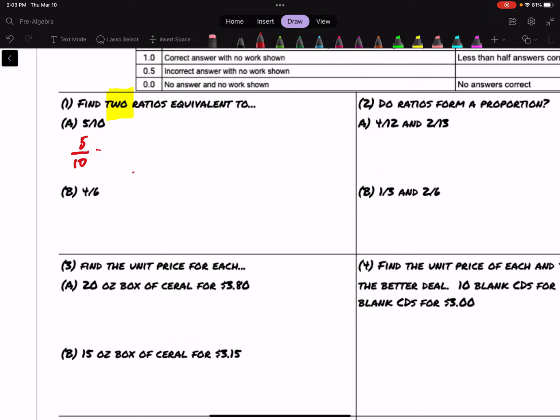Okay, 5/10 equals, well, if we notice that 5/10 is just 1/2. And why is it a half? Because the greatest common factor between the two is 5. So if I divide by 5 and divide by 5, I'm going to equal 1/2. So there's one ratio, or in other words, fraction, that is equal to 5/10. Okay, so that's the first way of doing it. You can simplify.